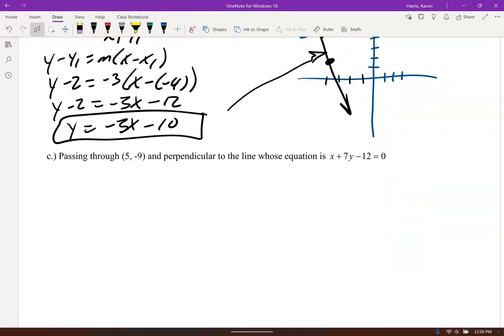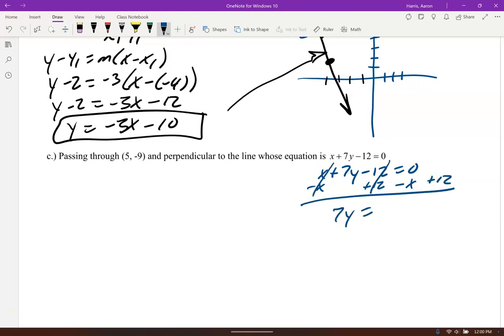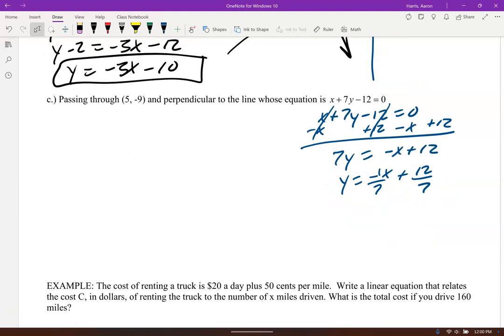Now, last question. This time, I'm perpendicular to a very awkward x plus 7y minus 12 equals 0. So I'm going to solve for y here. Let me subtract x from both sides, and let me add 12 to both sides before I do anything. So 7y equals negative x plus 12. I'm going to divide everything by 7. So negative 1/7 x plus 12/7. And so this is pretty awkward to draw, but you're up 1 5/7, 12/7, and then you're down 1, right 7, so it's kind of like that.